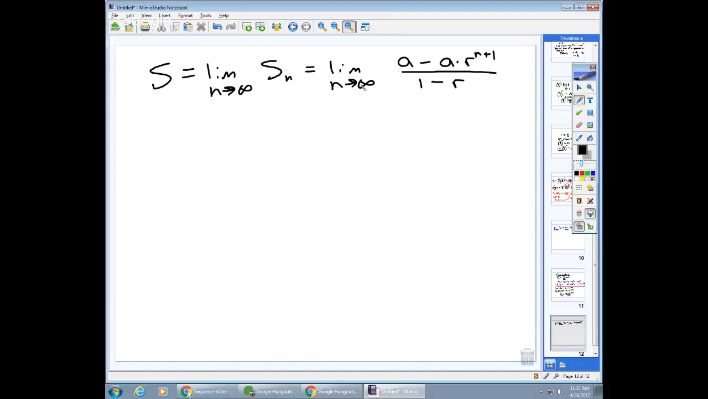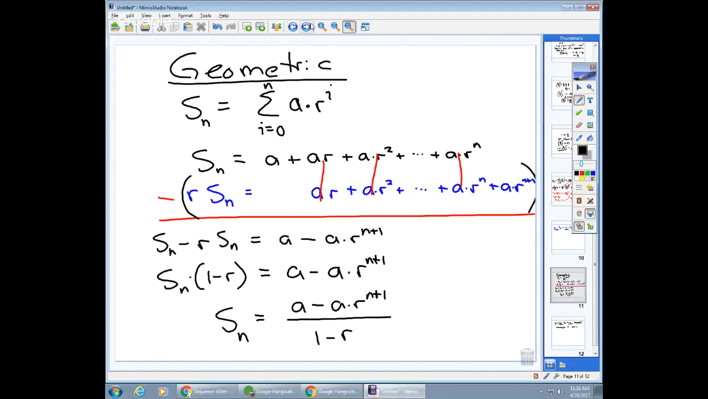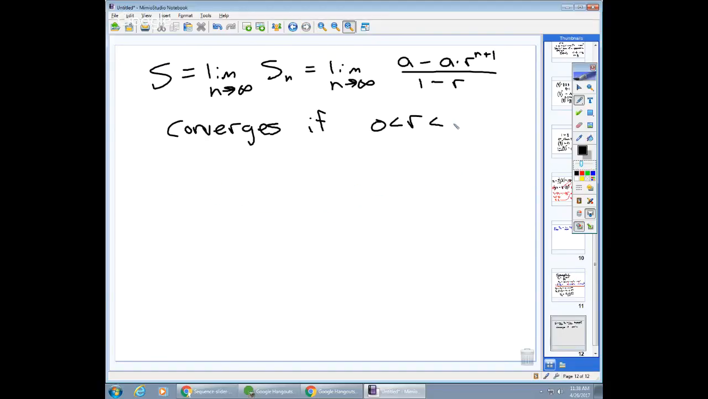This is only going to converge if, what can I say about r? It's got to be in between 0 and 1, yeah. So as long as r is bigger than 0. If it's 0, it's kind of lame, because then we just have a, which is not much of a series. If r is 1, it's kind of lame too, because then, if we go back here, you would have a plus a plus a plus a plus a, kind of boring too. That would diverge. So r has to be definitely less than 1. It's got to be a proper fraction for this to work.